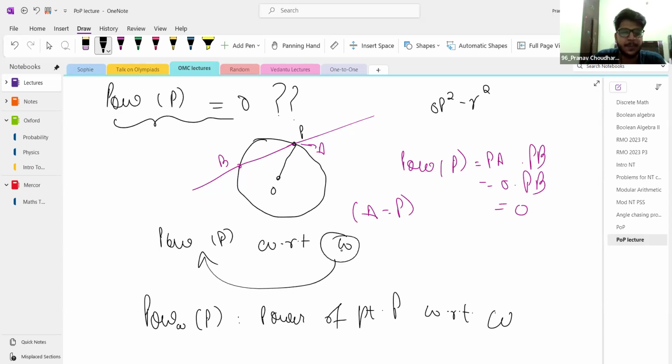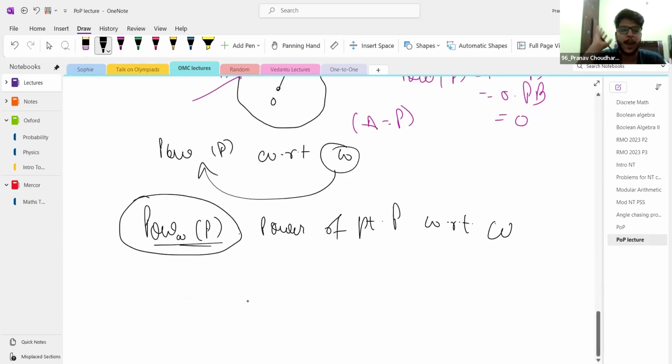Anyway, so until he types, this notation means power of point P with respect to omega. So this thing encloses everything about the function that we just discussed. Okay. So is power of one point with respect to a circle clear to everyone? All the three cases and what it means. Like this is just equal to OP square minus R square, which is equal to PA times PB, where AB is a chord.